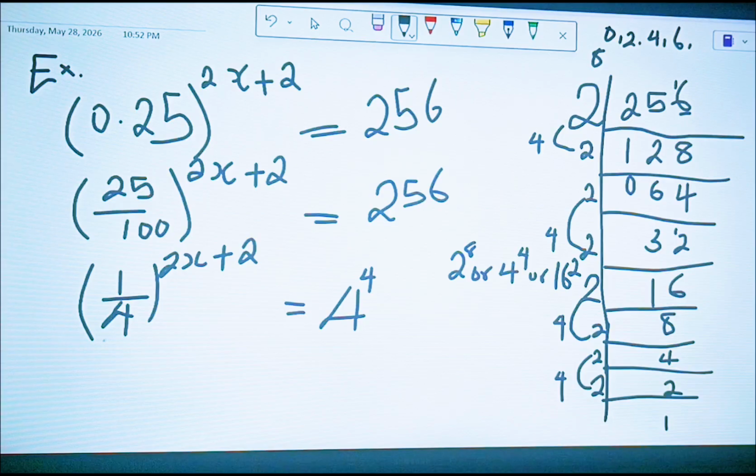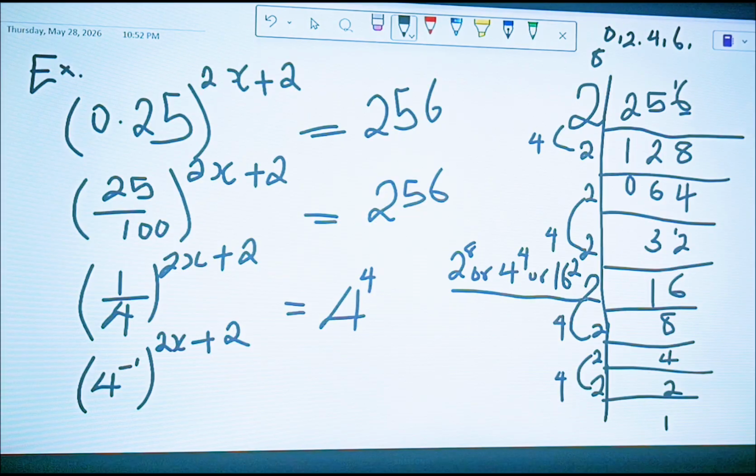If you look at the left-hand side, 1 over 4 can be written as 4 raised to the power of minus 1. Then, our initial exponent, which was 2x plus 2, will remain. Now, the left-hand side is already telling me to go back to the expansion and look for that expression having a base of 4. That is why we picked 4 raised to the power of 4 as our expressed index. I hope this is well explained.